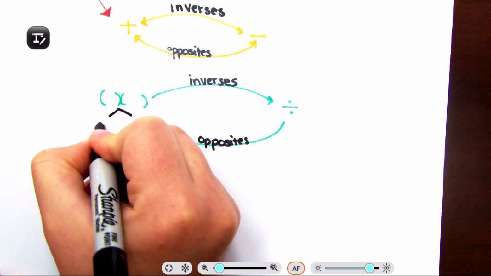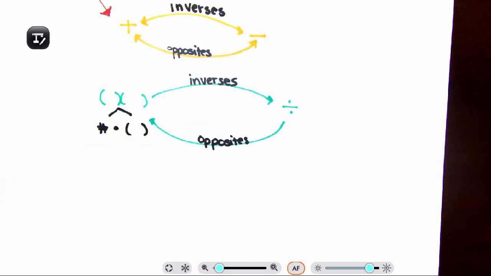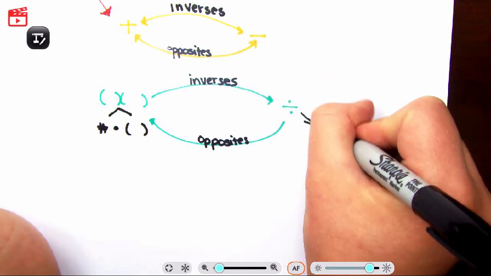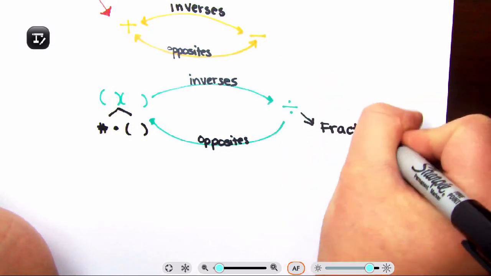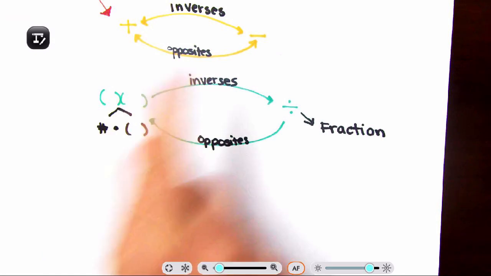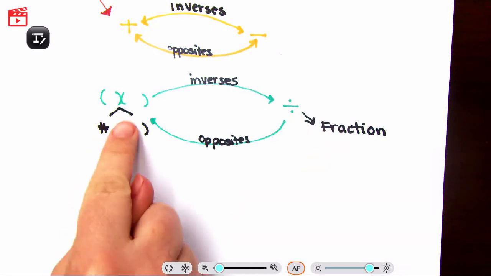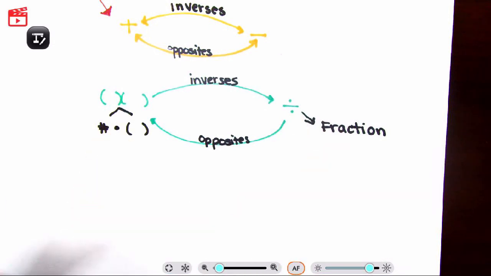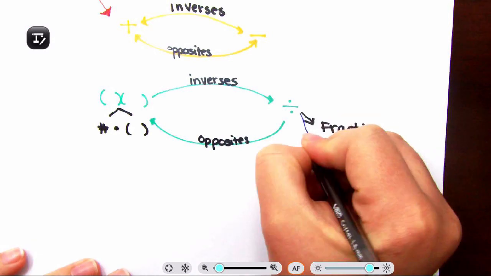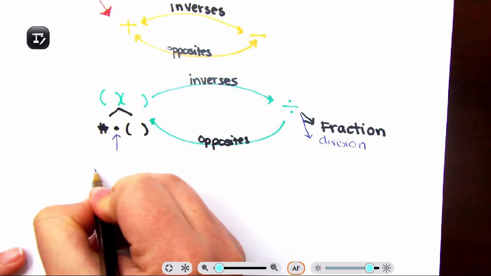Now I'm going to put a little dot here. So sometimes you'll see a number times parentheses. Sometimes you're going to see that. And for this one, you're going to see a fraction. And so that is your inverses. So when I say, hey, what is the opposite of a plus? You're going to tell me it's a minus. And if I tell you what is the opposite of a fraction, you're going to tell me it's multiplication. So again, this fraction is division. And these parentheses, that's multiplication.